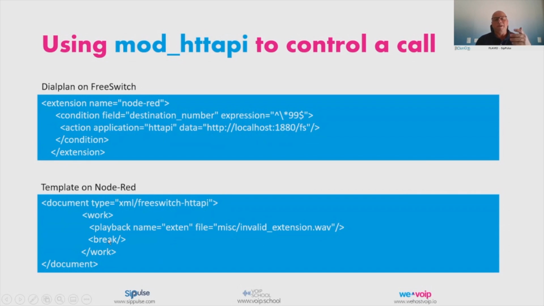So you can send a playback. In this case, I'm sending a playback, but you can control the call. You can authorize a call. You can hang up. You can complete a call. You can transfer to different places. There are many things you can do to control a call. It's the case of an IVR. And it's interesting that in the case of an IVR, you can send a request to a different URL, and it's a good way to control a call based on NodeRed.